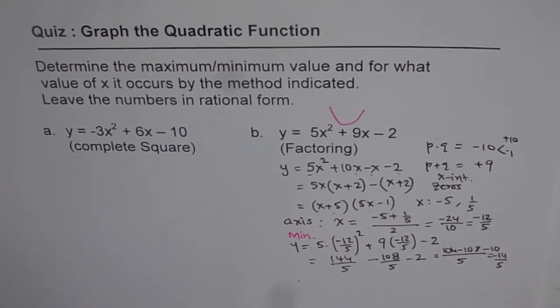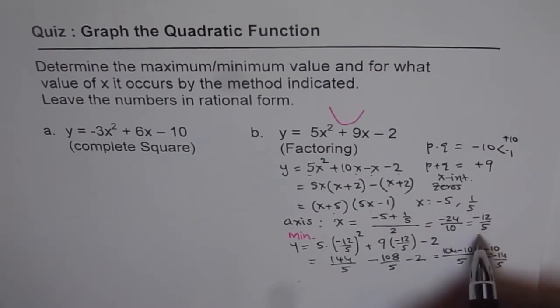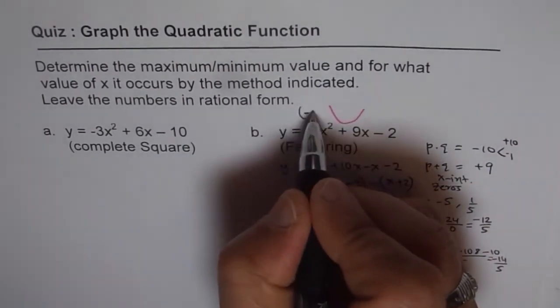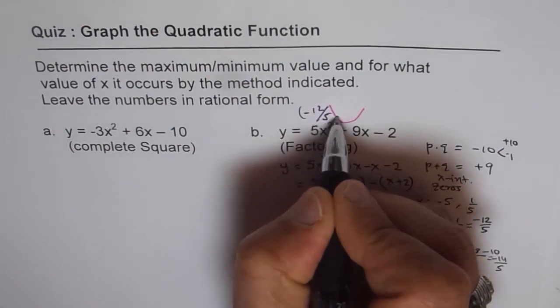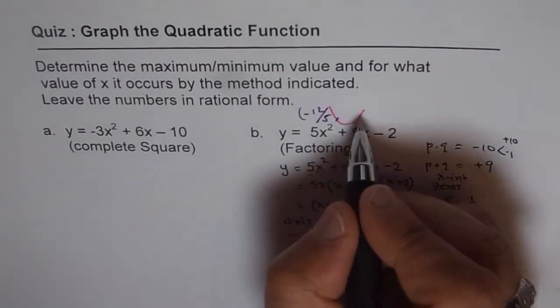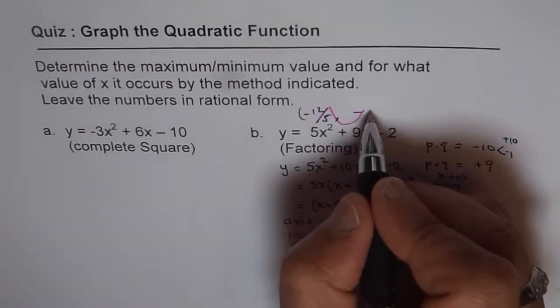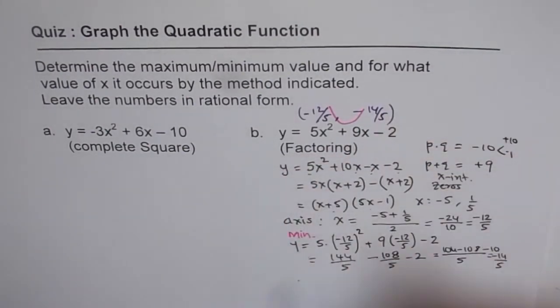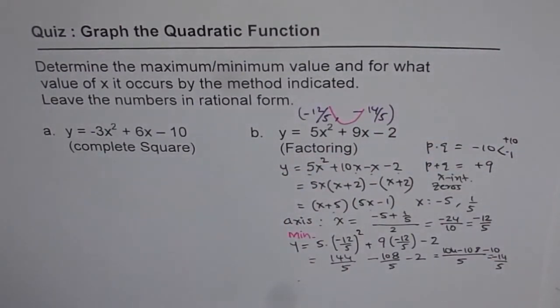So you can write down the vertex, where the x value is midway between the two zeros, and the y value is the minimum value we just calculated. So that is how you can calculate the vertex using factored form.